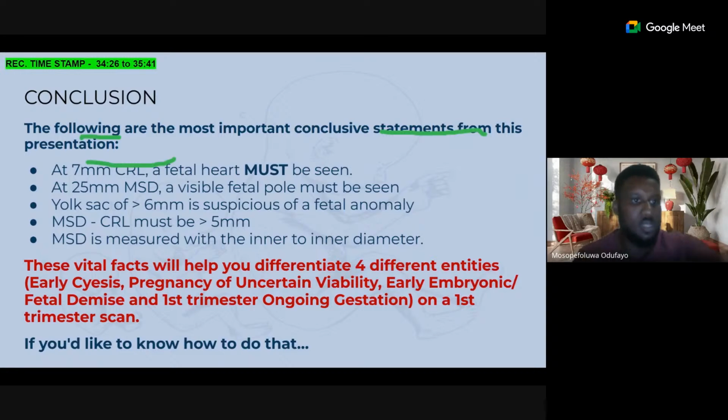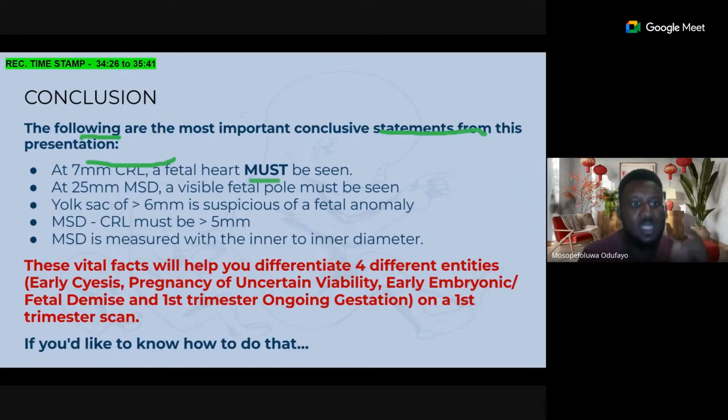I prefer we use the 7 millimeters, just to give the benefit of the doubt, and also there is a phenomenon called small embryos where sometimes the fetal heart is not seen. We won't call it dead at that moment in time. We will talk about what kind of diagnosis you will give in later webinars. But at 7 millimeters CRL, a fetal heart must be seen. Must is the word. Must.